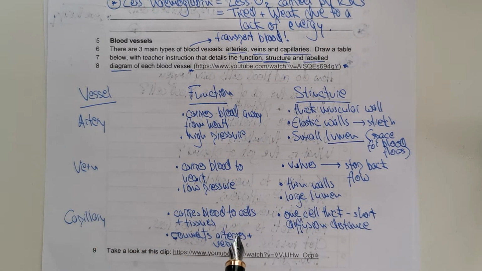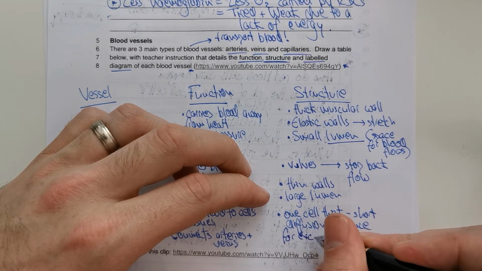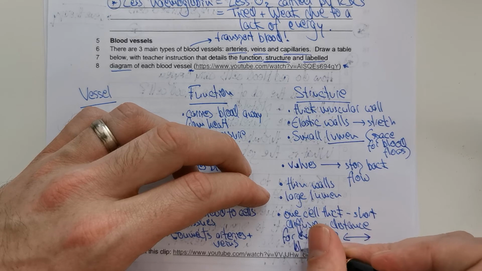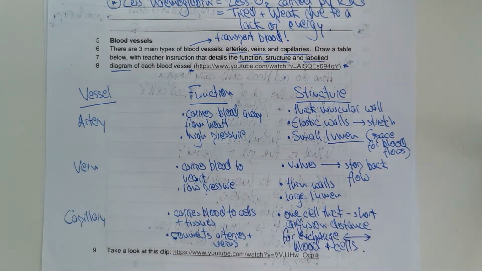And then you're left with capillaries. Capillaries carry blood to cells and tissues. They're the point where blood reaches a cell, and then from the blood, things like oxygen and glucose can move directly into the cell, and carbon dioxide and water can move directly out of the cell into the blood. So they connect arteries and veins as well. They're one cell thick, which gives them a really short diffusion distance, which is what's needed for exchange between blood and cells.